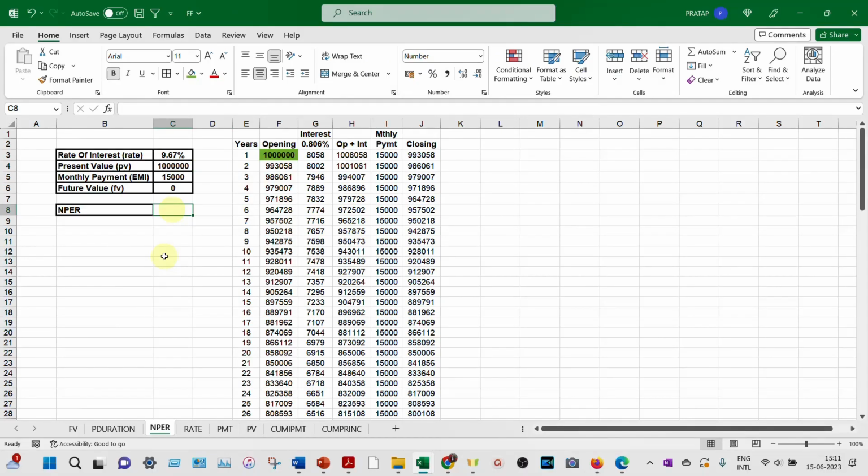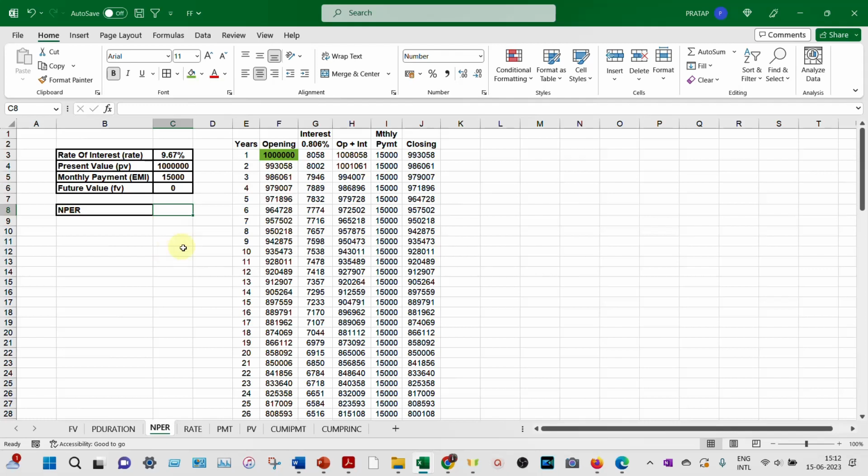Now, using the NPER function, let us look at an example where we calculate the loan repayment period for a particular loan amount, and there is a fixed EMI amount to be paid every month, and the rate of interest that is being applied is also constant throughout the period of the loan, which is 9.67% annually. The EMI is being paid on a monthly basis, so the rate of interest is also divided by 12 to arrive at the monthly interest rate.